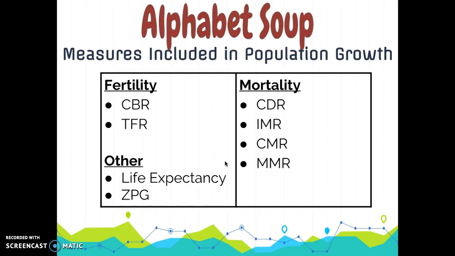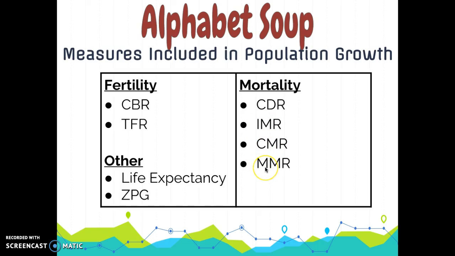Our mortality measures are crude death rate, so total number of deaths per 100 people in a year. Infant mortality rate is the second one there. This is the number of deaths in the first year of life per 1,000 live births. So children who die before their first birthday. The child mortality rate, however, is the total number of children who die between the ages of 1 and 5 for every 1,000 children born. So infant mortality rate is first year of life. Child mortality rate covers 1 through 5.